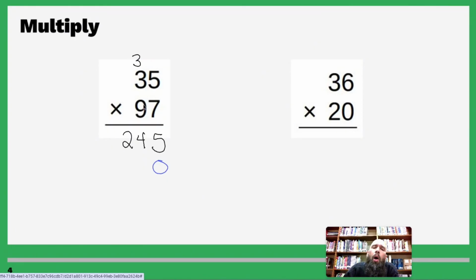Okay, so now I'm focusing on the 9. I have a 0 there. Since this is the tens, I'm going to put the 0 there, showing that I'm working with the tens now.